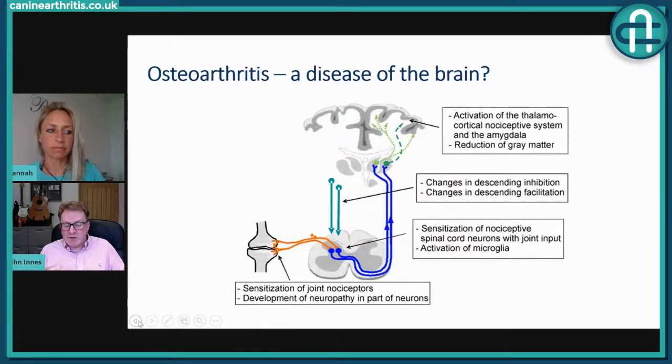And I guess there are also thoughts, and this is a bit of a provocative statement, that with time you can even cause changes in the brain. With chronic pain, we get changes in the spinal cord, but also maybe even higher centers in the brain. So there could be maybe changes. There's quite a lot of evidence in human patients that there's a link between musculoskeletal pain or arthritic pain and depression and other things.